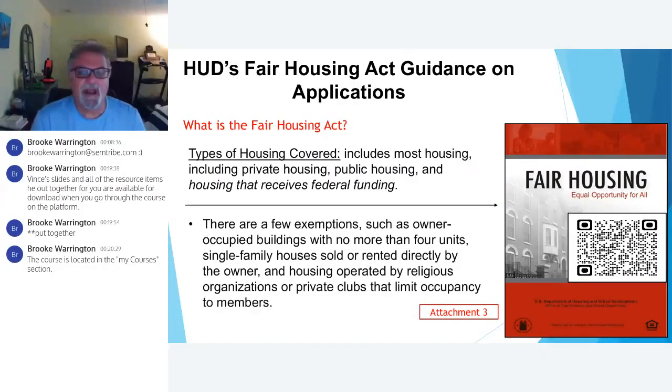The first bullet down towards the bottom says there are a few exemptions, such as owner-occupied buildings with no more than 4 units, single-family houses sold or rented directly by the owner, housing operated by religious organizations, or as they say these days, faith-based. Religious organization, it's kind of an old school name. We're moving away from that. They're faith-based organizations or private clubs. I'm not aware of any private clubs, but I guess there could be, that limit occupancy to members only. Don't know what that example would be.